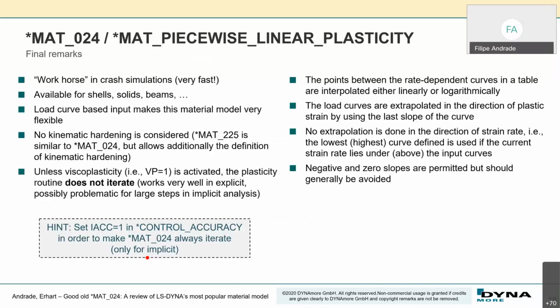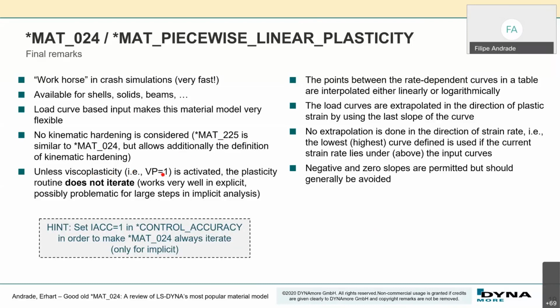So I will finish here my talk with a few final remarks. I think most of them we already talked about here. LS DYNA is very fast, it's very reliable, very robust. That's why it's the workhorse in crash simulations. It is available for shells, solids, beams, virtually for all element types in LS DYNA. The load curve-based input makes this material quite flexible, and I think this is part of the success of this material model. You don't have kinematic hardening in this material model, but again, I just mentioned this 225 is basically MET 24, but you can also add the kinematic hardening.